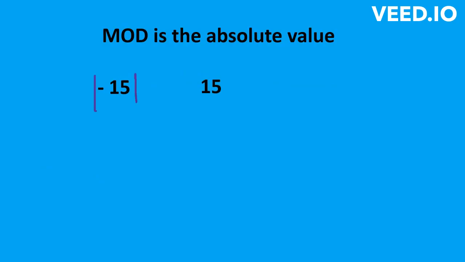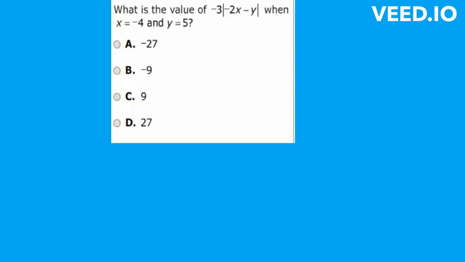So we have another example here. Mod of minus 15 is 15. Mod of plus 15 is also 15. Mod of minus 25 is 25. Take the actual number only. Don't worry about the sign. Mod of 0 is 0. It is 0 units away from origin.